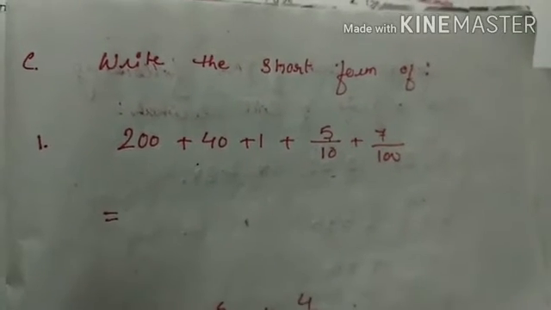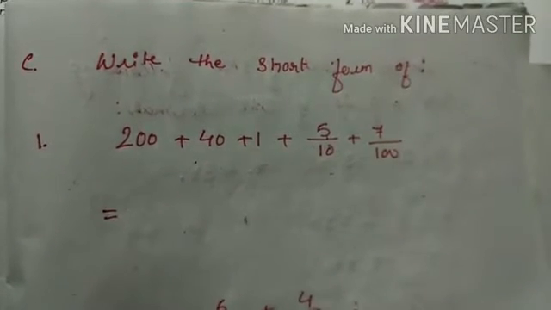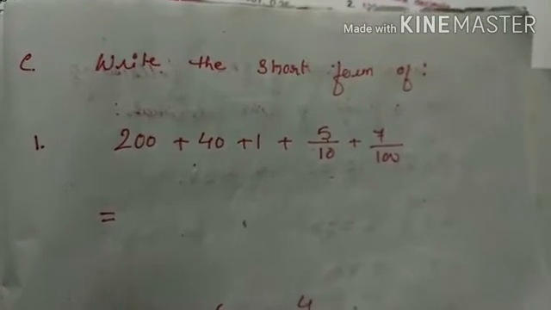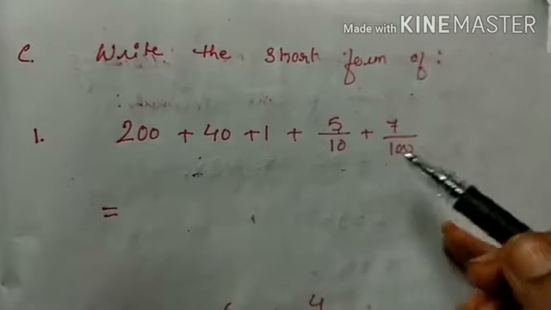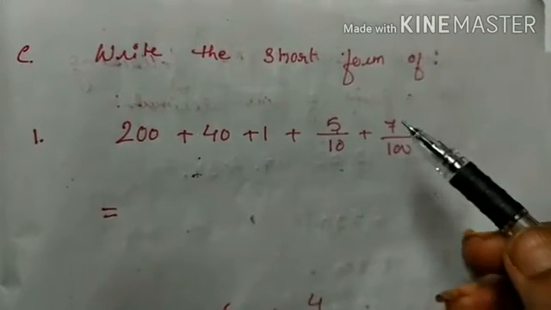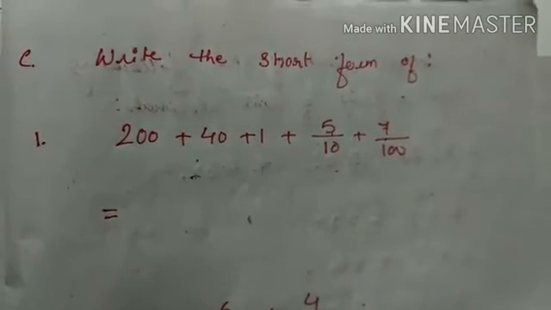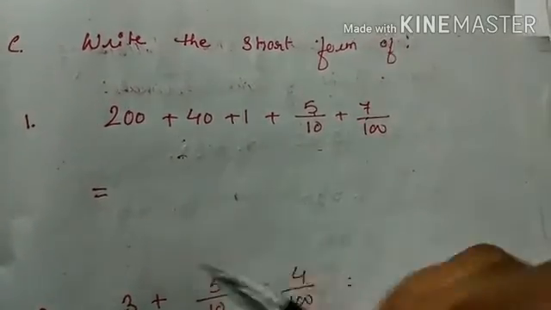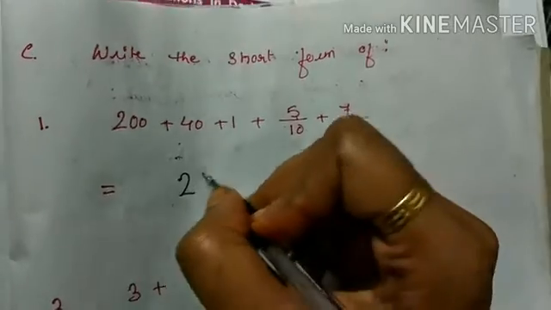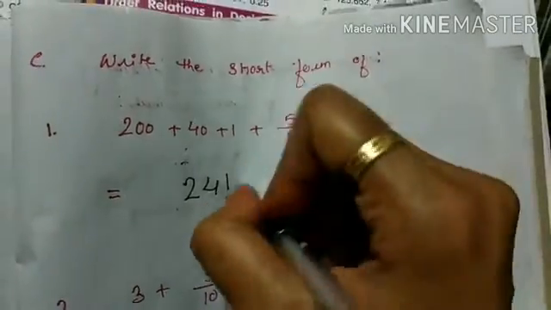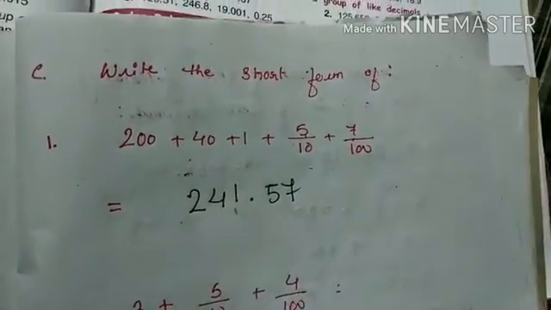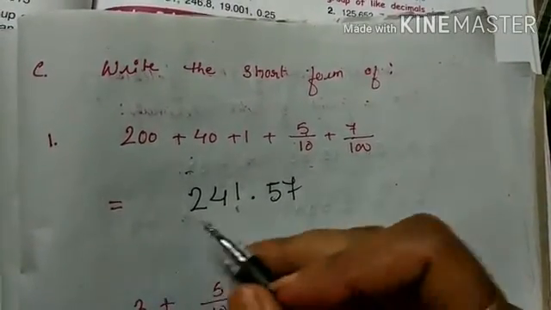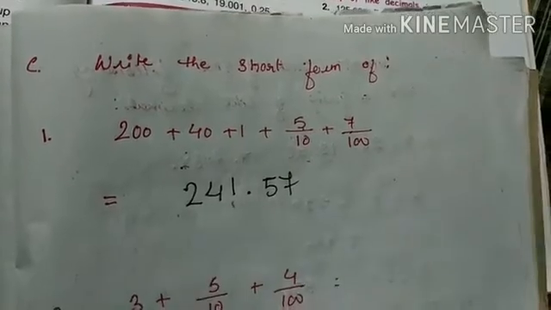Now write the short form of 200 plus 40 plus 1 plus 5 by 10 plus 7 by 100. You can see here the numbers. The 7 by 100 is in the hundredths place, then tenths, then ones, tens and hundreds. So you have to write 2, 4, 1, put a decimal point, then 5 and 7. This is the decimal part, this is the whole number part, and this is the decimal point.